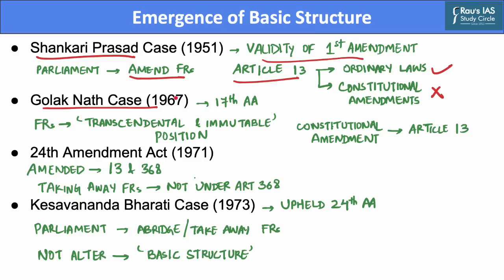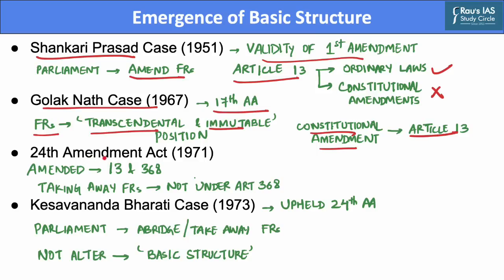However, in the Golaknath case of 1967, the Supreme Court reversed its earlier stand. In that case, the constitutional validity of the 17th Amendment Act of 1964, which inserted the 9th schedule, was challenged. The Supreme Court ruled that the fundamental rights are given a transcendental and immutable position. Hence, the Parliament cannot abridge or take away any of these rights. A constitutional amendment is also a law within the meaning of Article 13, and hence it would be void for violating any of the fundamental rights.